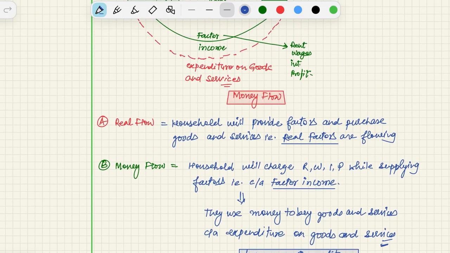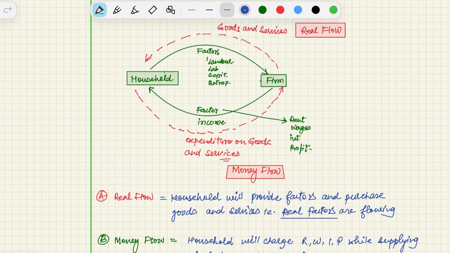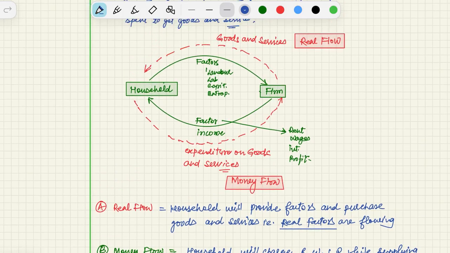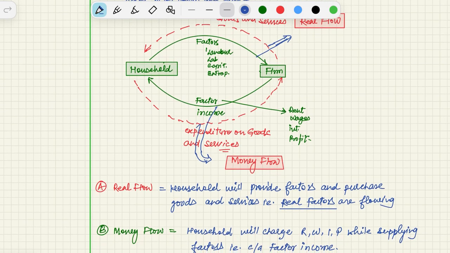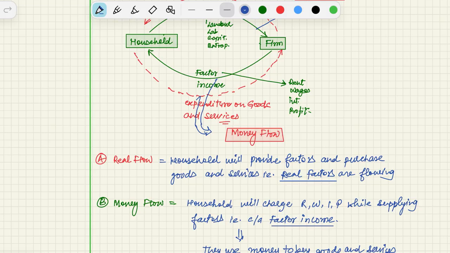So this process is called the real flow, both 1 and 2. Here again, the factor income and expenditure, this one and this one, are called the money flow from household to firm or firm to household. So they are circular in nature.